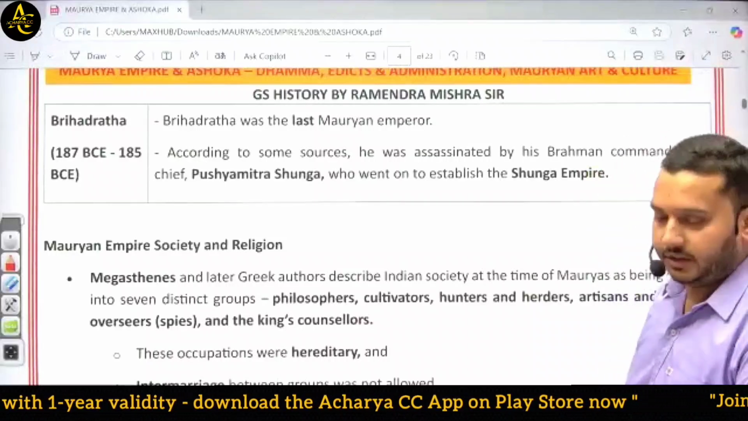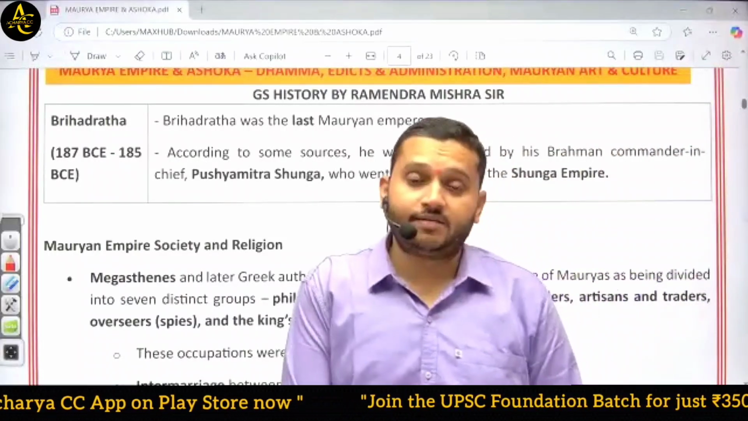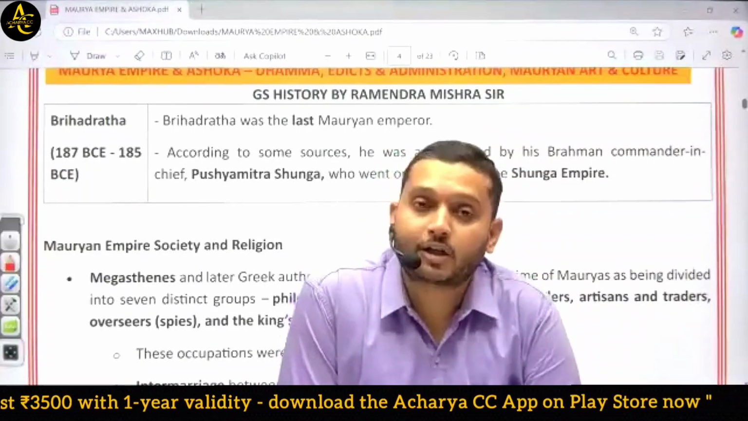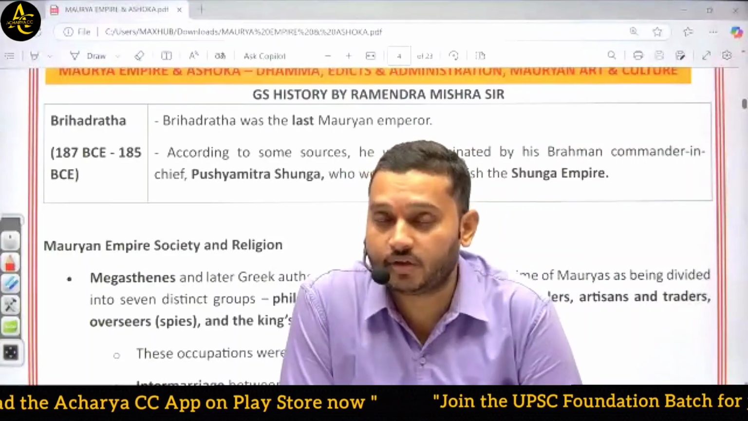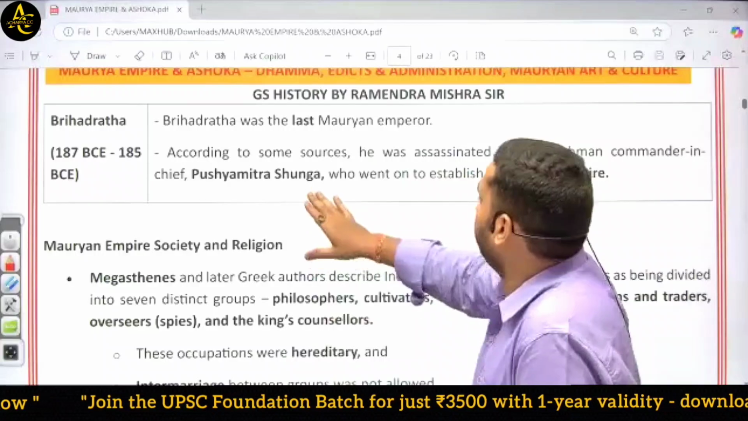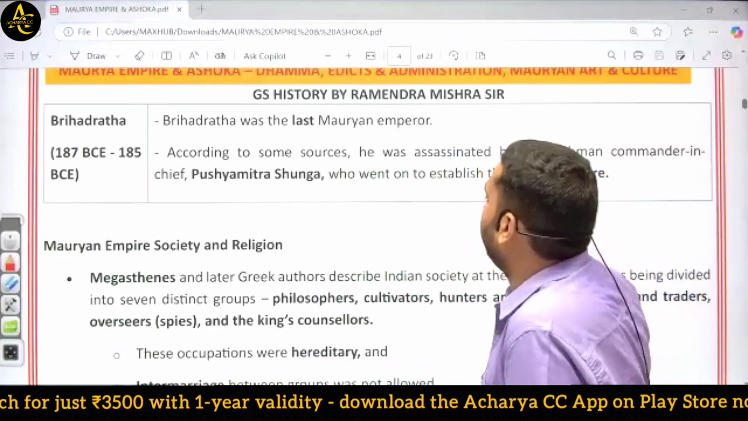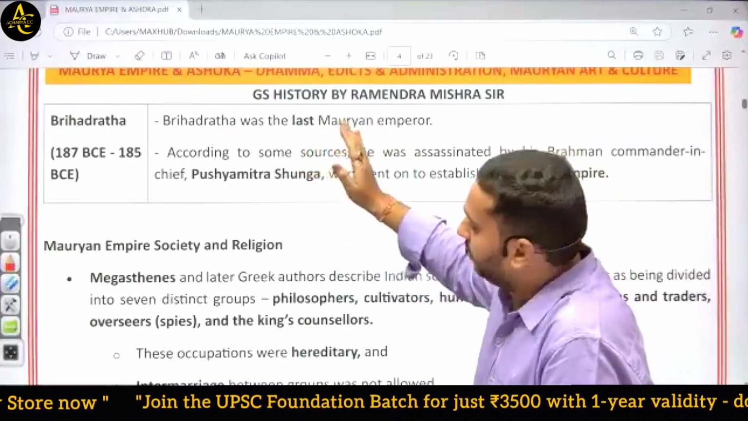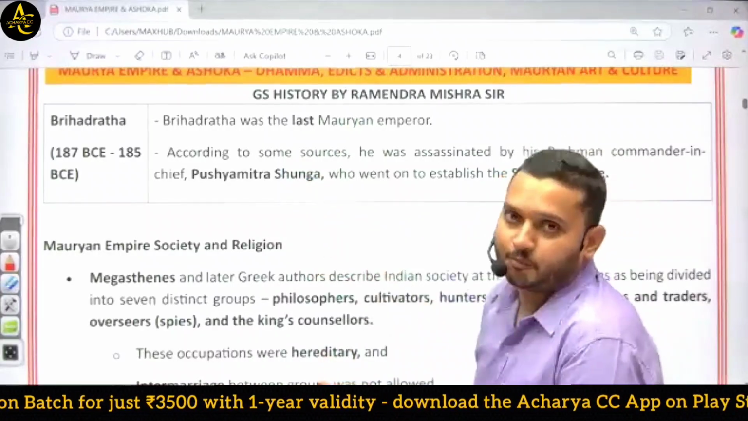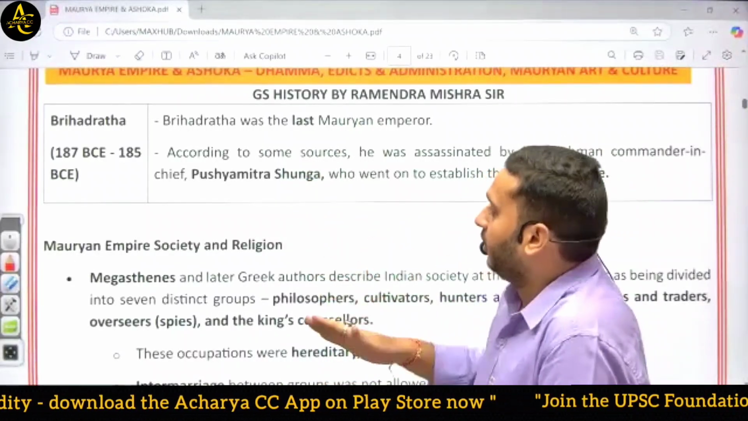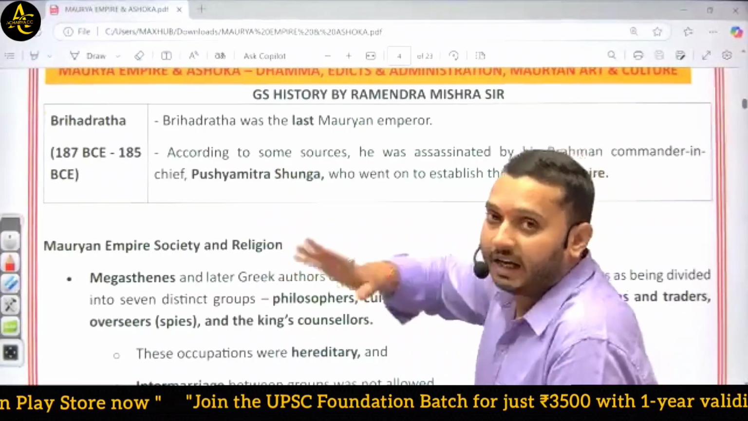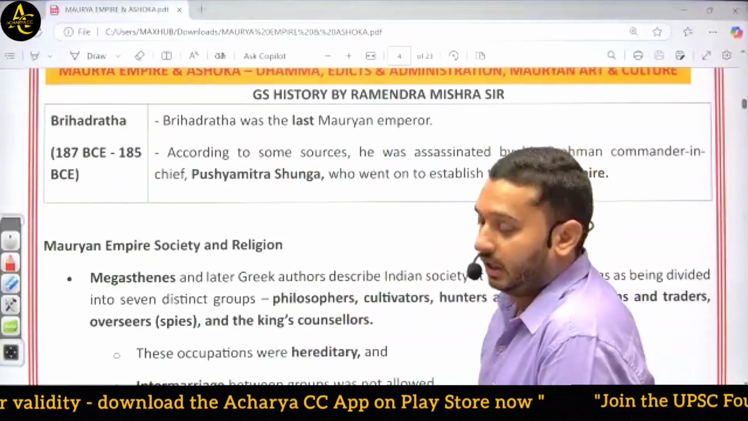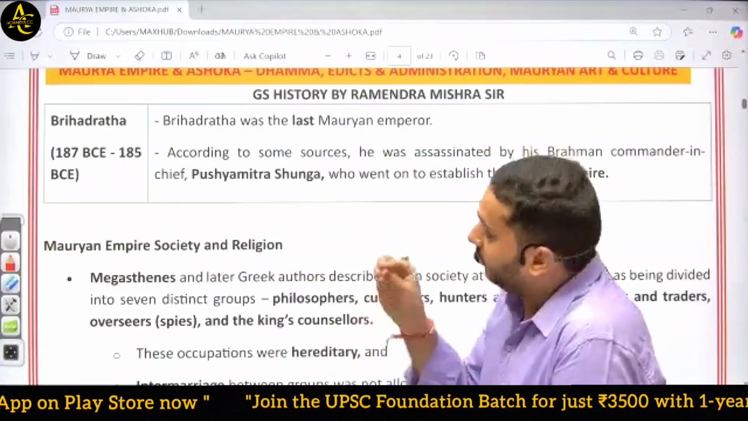Obviously Brihadratha was less eligible. People were very dissatisfied. There were agitations and revolts in various parts of the territory, and his council of ministers and other influential people took the benefit of this. One of them was Pushyamitra Sunga, his commander in chief, who removed Brihadratha. He assassinated, that means killed, Brihadratha and developed his own dynasty. He became the king. After Brihadratha, the Mauryan Empire ended, and a new dynasty named the Shunga dynasty developed on the remains of the Mauryan Empire.